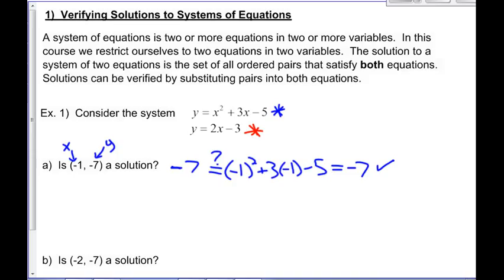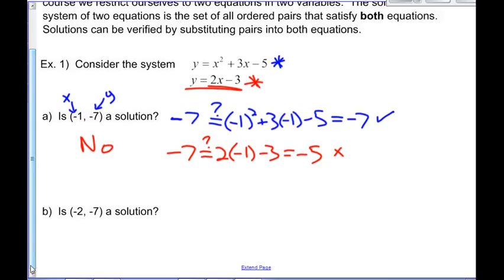But it's only a solution if it works for both of them. So let's check in the other one. If I put in -7 for y, is that the same as 2 times -1 minus 3? Oh, drat. That gives us -5. It doesn't work in both. So no, it's not a solution. And when you do your secondary math assessment, if this is a multiple choice question, rather than going through the process of trying to solve each of these systems, it's probably simpler just to check the solutions. So let's check -2, -7.